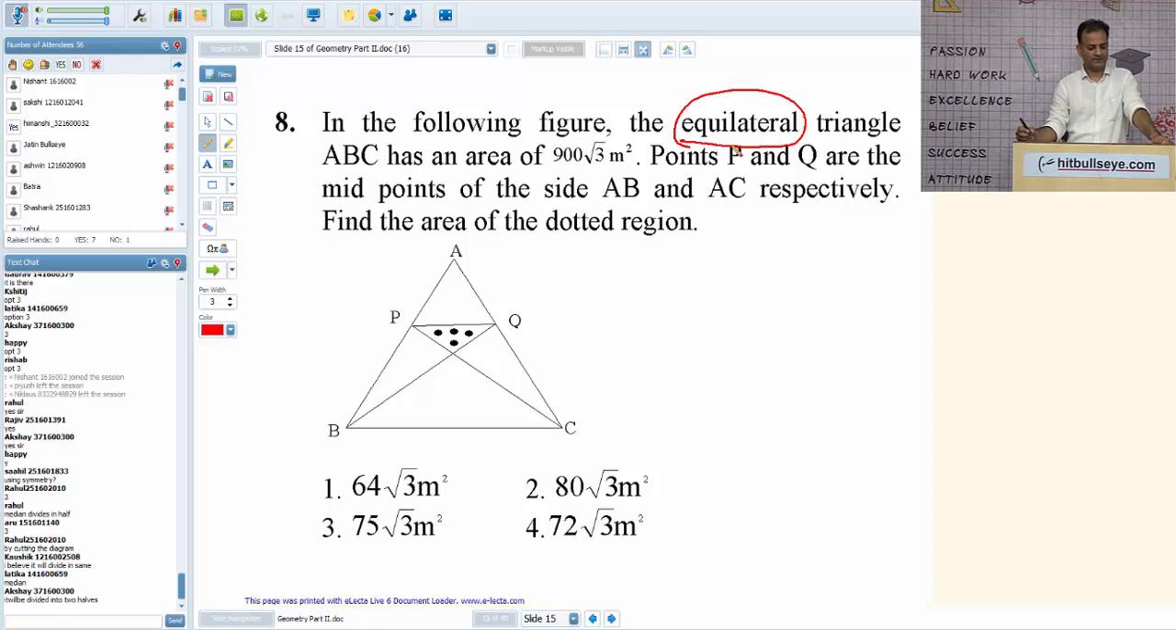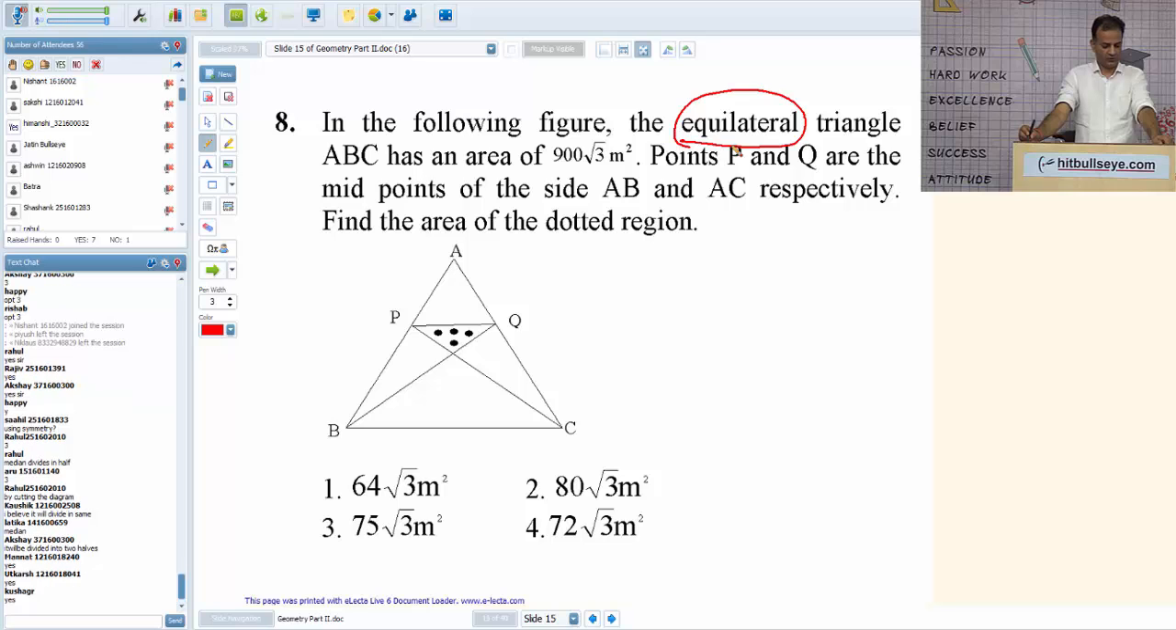Otherwise, it will take a lot of time. Those who have not come up with the answer, should I solve it, friends? Should I tell you how we can do it with symmetry, or will you take more time? Okay.